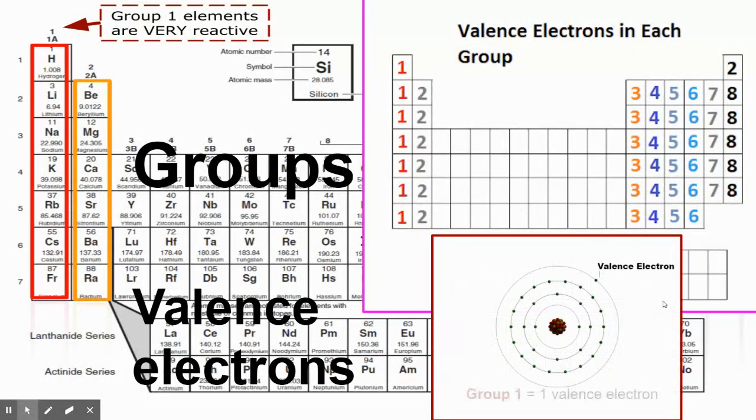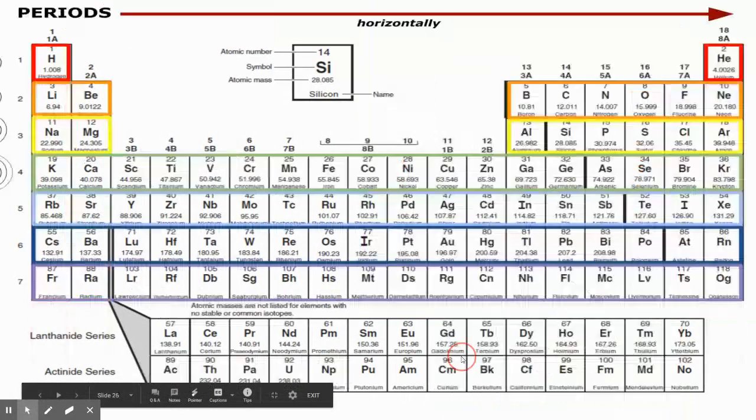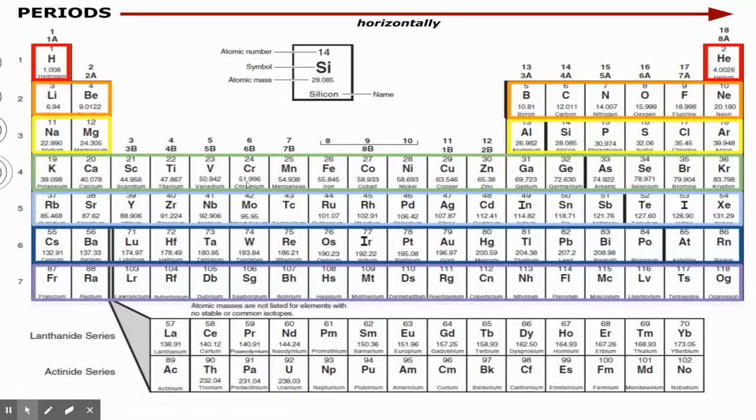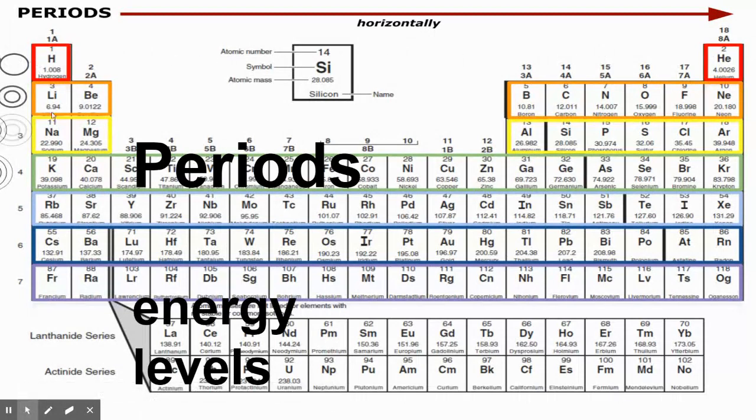So if we have this example here, group 1, it's because it only has 1 valence electron. This is a very reactive atom. Then we have periods. Periods go across. It tells how many energy levels an atom has. So period 1 only has 1 energy level. 2 has 2 energy levels. 3 has 3. 4 has 4. And we don't really go past 3, but all the way down to 7, it would be 7 energy levels.